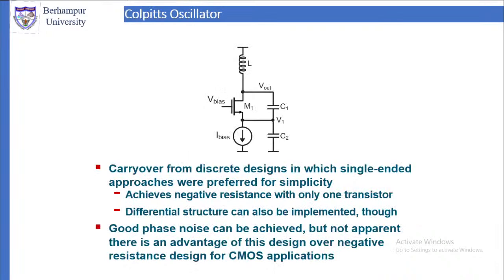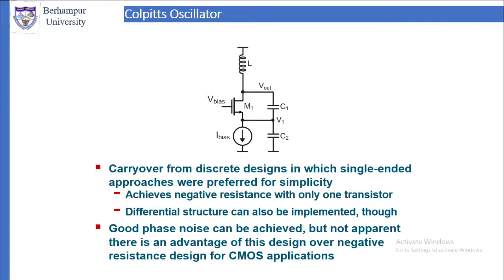Then we'll come to real oscillators. There are three types of oscillator which we are going to consider. One is the Colpitts oscillator, one is the Clapp oscillator, one is the Hartley oscillator. I hope you have heard these names and you have already read these oscillators.